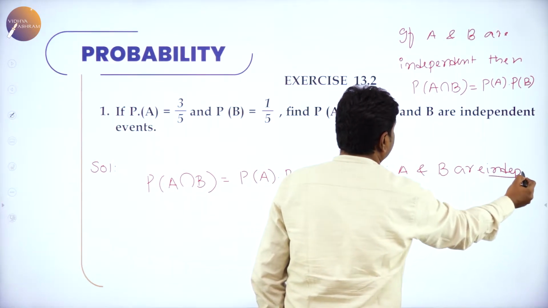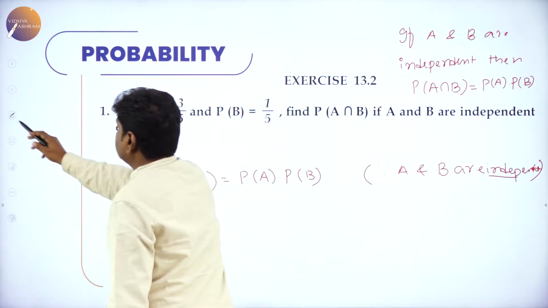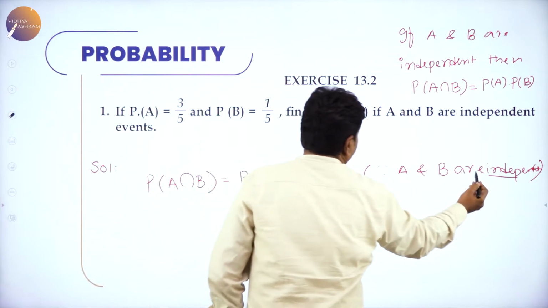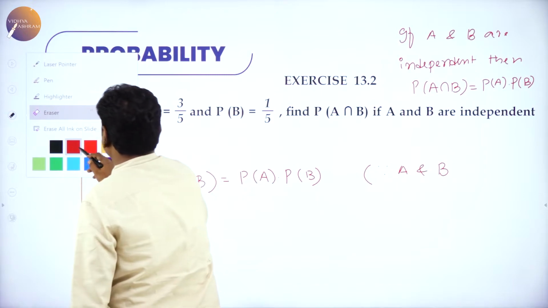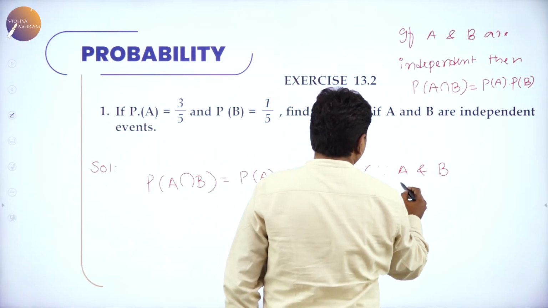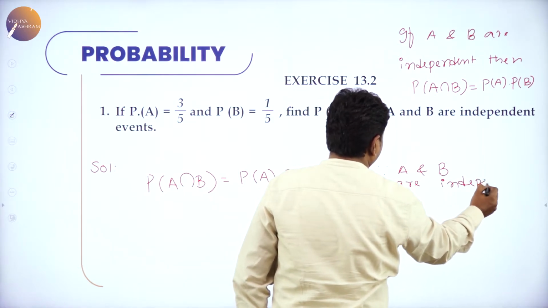When can you use this? We can use this when they are independent. So dear students, you can apply this rule if A and B are what? Independent. So I am using P of A intersection B is equal to P of A into P of B since A and B are independent. Since they are independent, I can apply this.